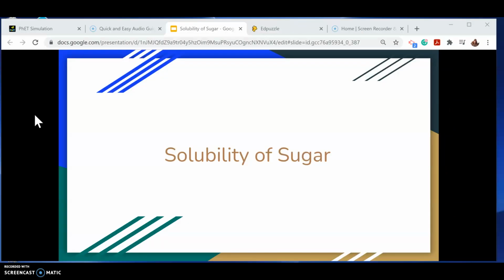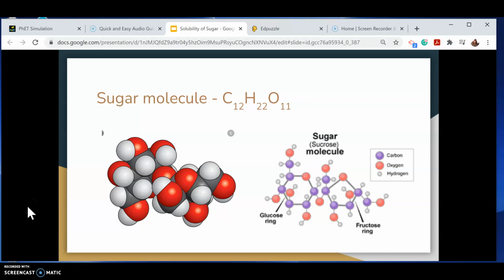So now let's talk about the solubility of sugar instead of salt. Here is a sugar molecule. It is made of 12 carbons, 22 hydrogens, and 11 oxygens. Much larger than our water molecule. And here's two versions of it. Here is what they call a space-filling molecule, where the carbon is the gray area, the oxygen is the red, and the hydrogen is white. And here's another model of it, and this is not space filling. It's called a ball and stick model, where the red is oxygen and the white is hydrogen, but this time the carbon is purple.